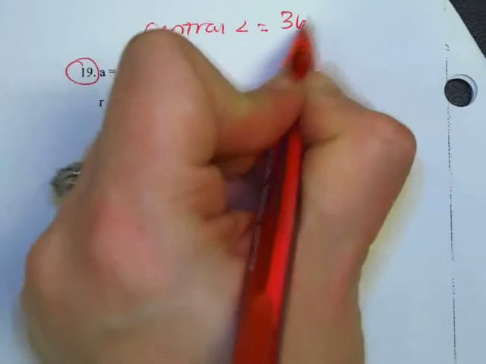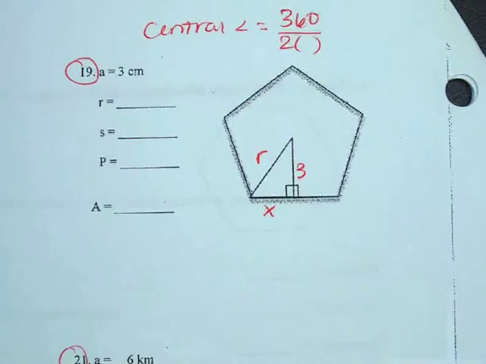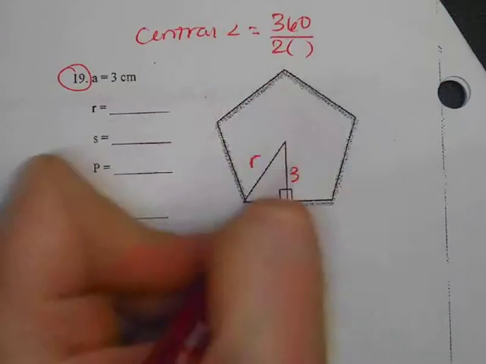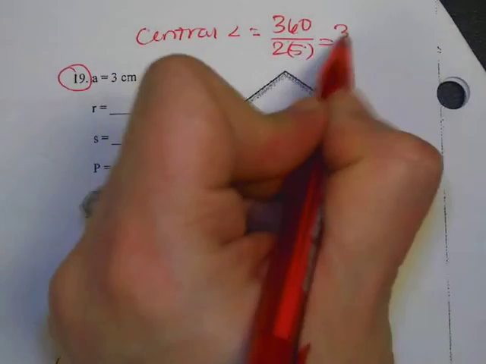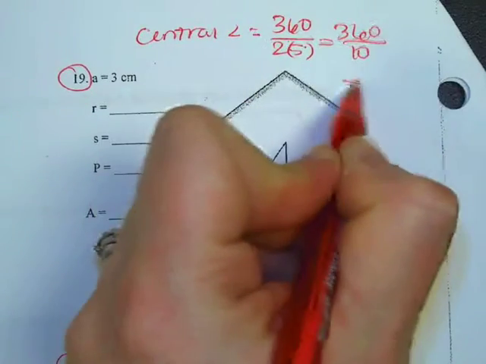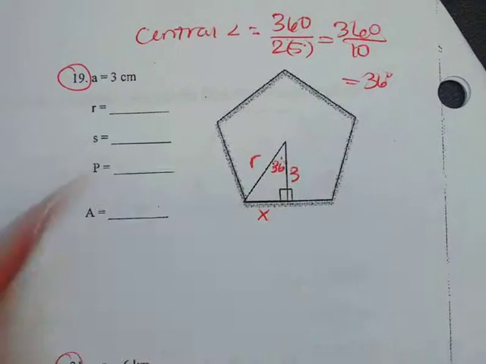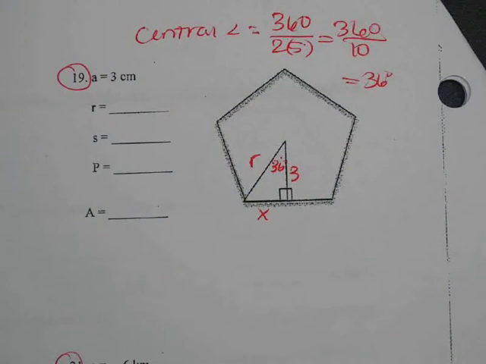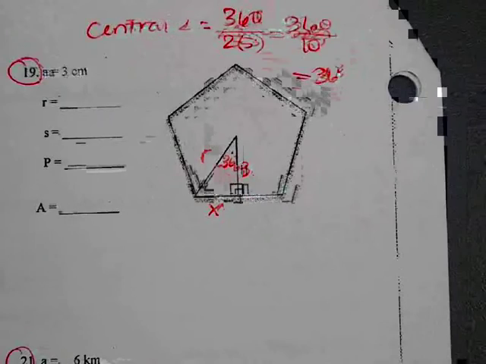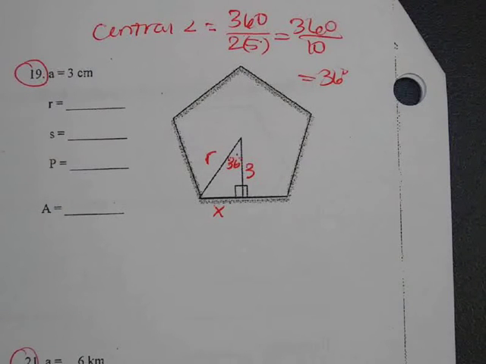Central angle is 360 divided by twice the number of sides we have. We have a 5-sided figure here. So 360 divided by 10 gives me a 36-degree interior central angle. Now if that's 36 degrees, I cannot use special rights. I don't have 2 sides to do Pythagorean theorem, so I have to use SOHCAHTOA, which is trig.